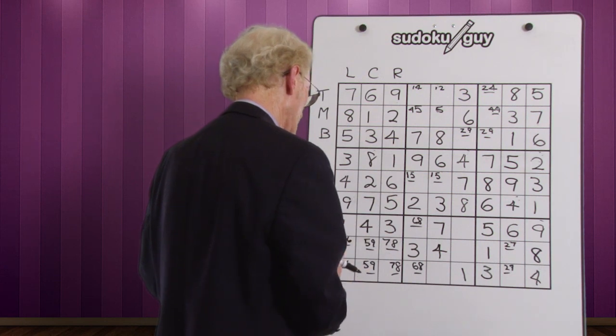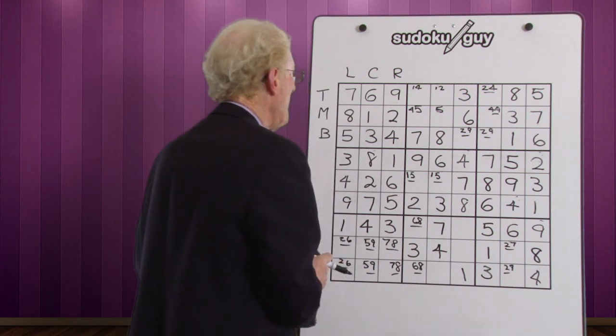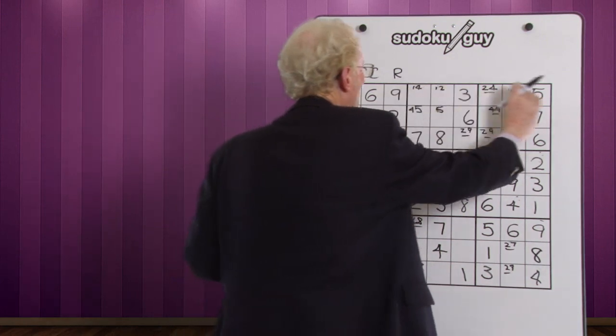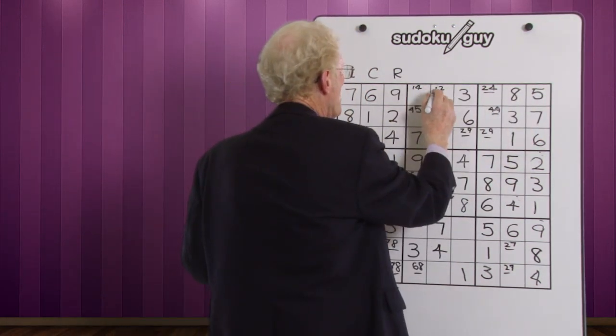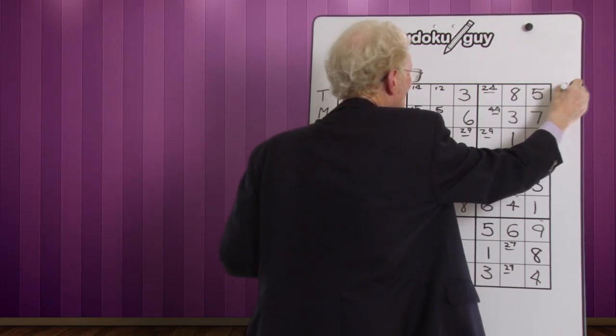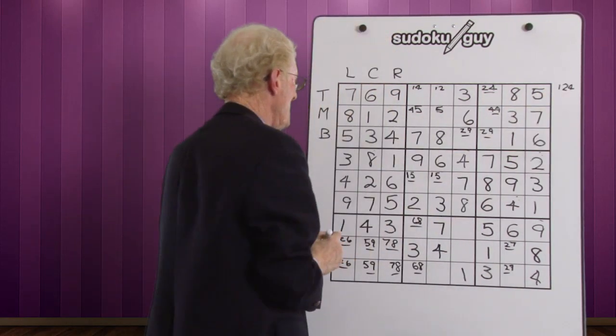Where can we go next? Well, let's try this top row. We can go outside the puzzle if we want to. It's 1, 2, and 4. Just in case you can't remember it all, you can put it out there. Let's just check that out.